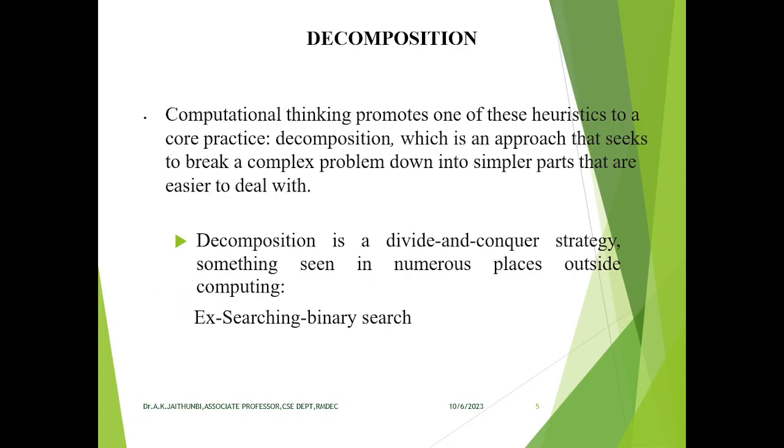Now, computational thinking promotes one of these heuristics to a core practice called decomposition. Decomposition is an approach that seeks to break a complex problem down into simpler parts that are easier to deal with. The basic algorithmic strategy is divide and conquer, something seen in numerous places outside computing. The best example is binary search. Linear search searches each and every element. In binary search, we divide the entire array into two and search in one half, and it continues. Moreover, it uses a recursive procedure.